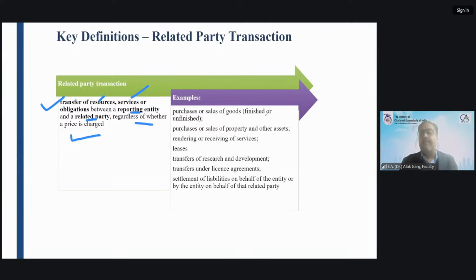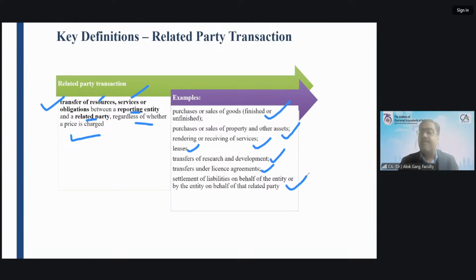For example, purchase or sale of goods, purchase or sale of property and other assets, immovable properties, rendering or receiving of services, meaning either you are giving service or you are taking service. Either you are selling or purchasing. Leases, either you are lessor or lessee. Transfer of research and development, transfer under license agreements, settlement of liabilities on behalf of the entity or by the entity on behalf of that related party.